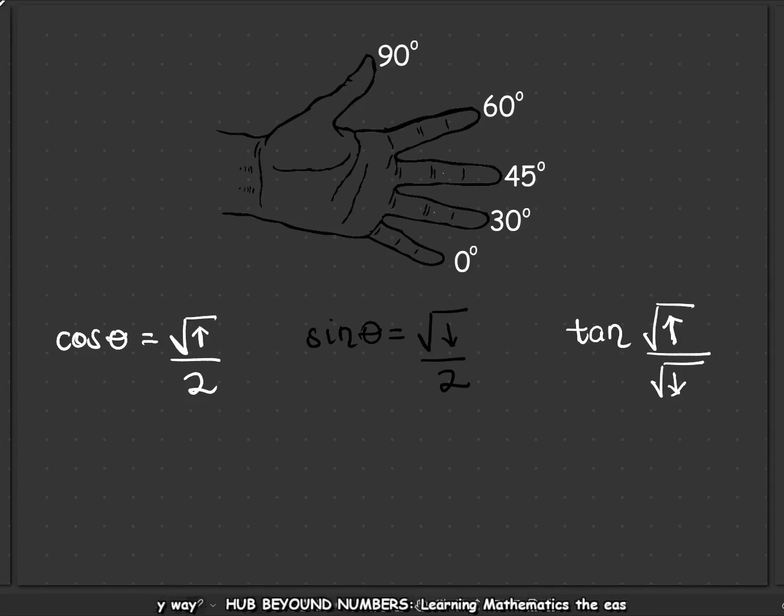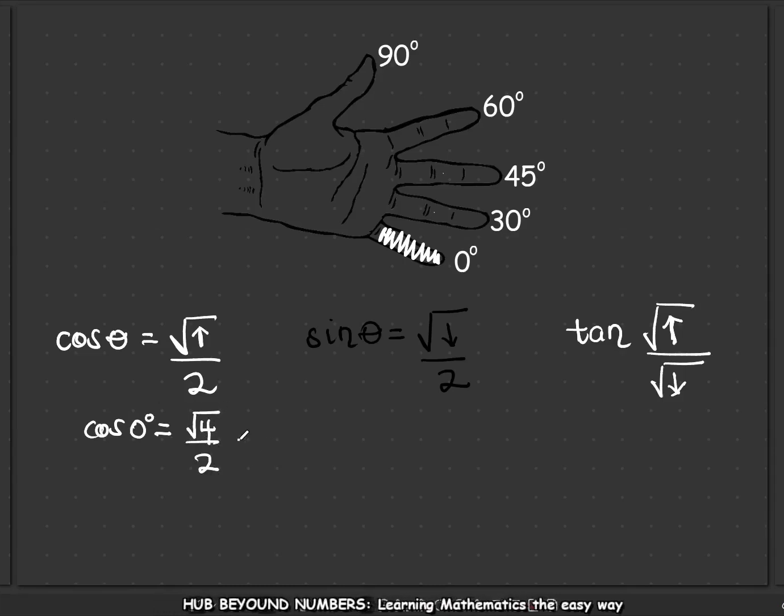So looking at our very first one, we want the cosine of 0 degrees. As the formula says, let's look at the number of fingers above. If this is the 0 degrees finger, the number of fingers above, we have 1, 2, 3, 4. So it's equal to the square root of 4 all over 2. And we all know the square root of 4 to be what? 2 over 2, and 2 over 2 gives us 1. So this simply means the cosine of 0 gives us 1. You see how simple it is?